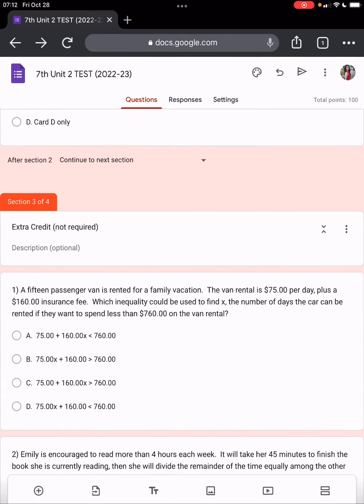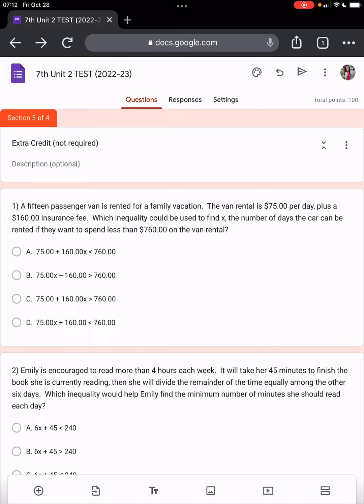I will now move on to the extra credit questions. These are not required. Question 1. A 15-passenger van is rented for a family vacation. The van rental is $75 per day, plus a $160 insurance fee. Which inequality could be used to find x, the number of days the van can be rented if they want to spend less than $760 on the van rental?